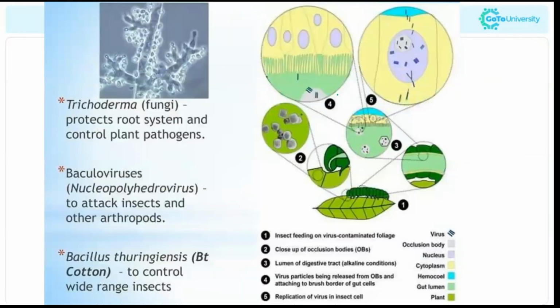Now, moving to another example, that is Trichoderma, which is a fungus. It protects the root system and controls plant pathogens. Another example is the baculoviruses. They attack some insects and other arthropods. Now, this is another important one, that is Bacillus thuringiensis, which is used to control a wide range of insects as well. We have the Bt cotton.